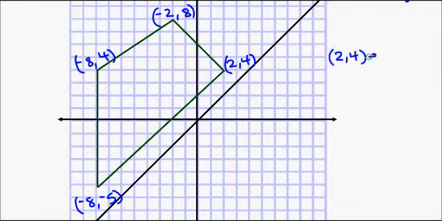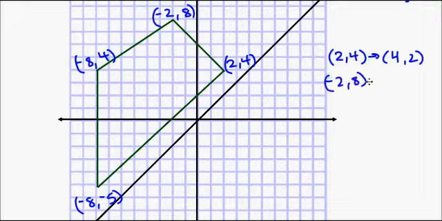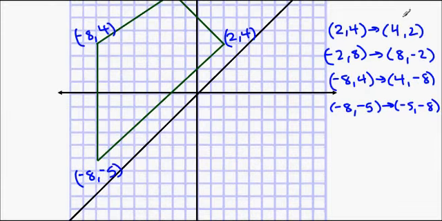X and y switch. I get (4, 2). (-2, 8), x and y switch, we get (8, -2). (-8, 4) becomes (4, -8). (-8, -5) becomes (-5, -8). Okay, let's plot these new points over here.